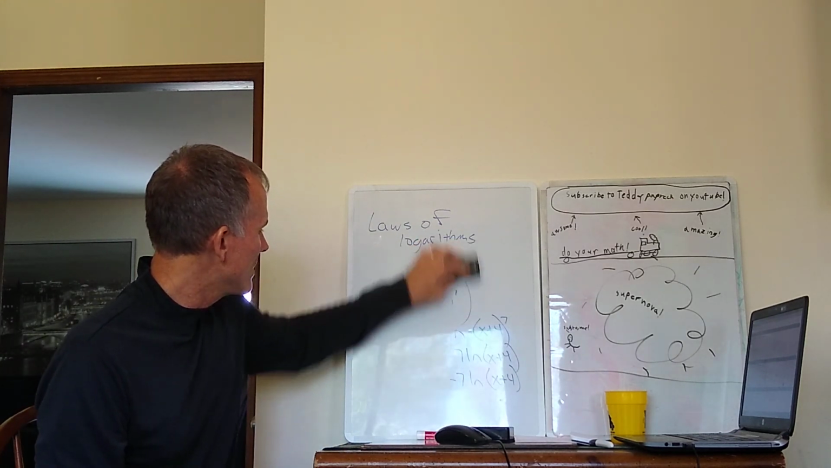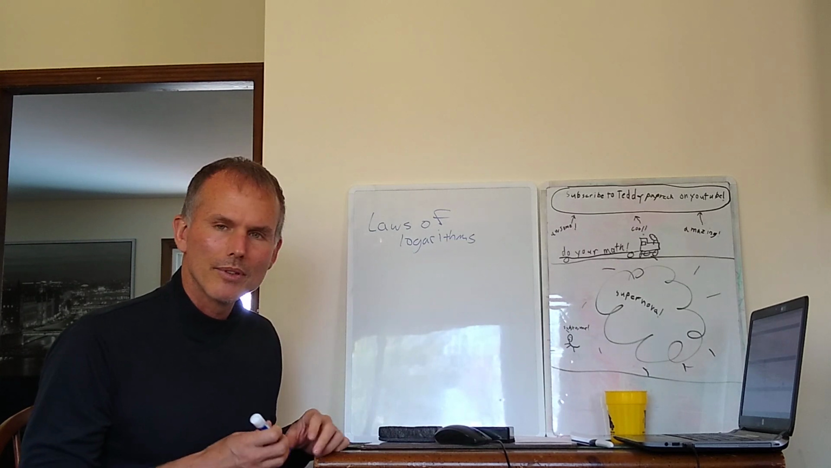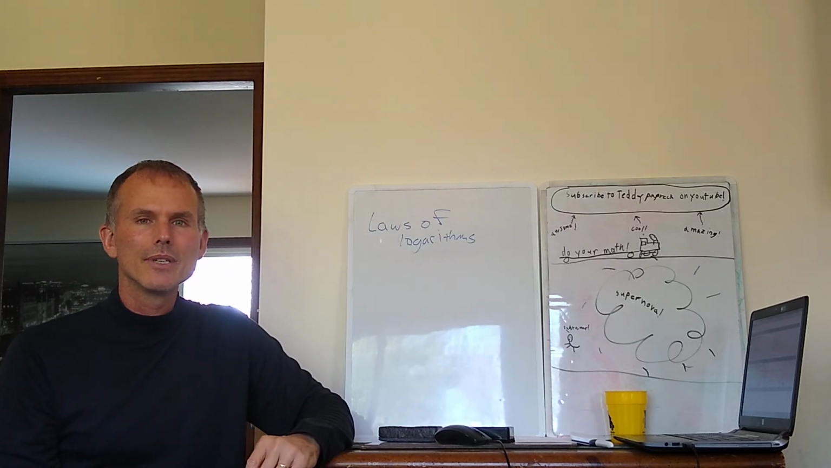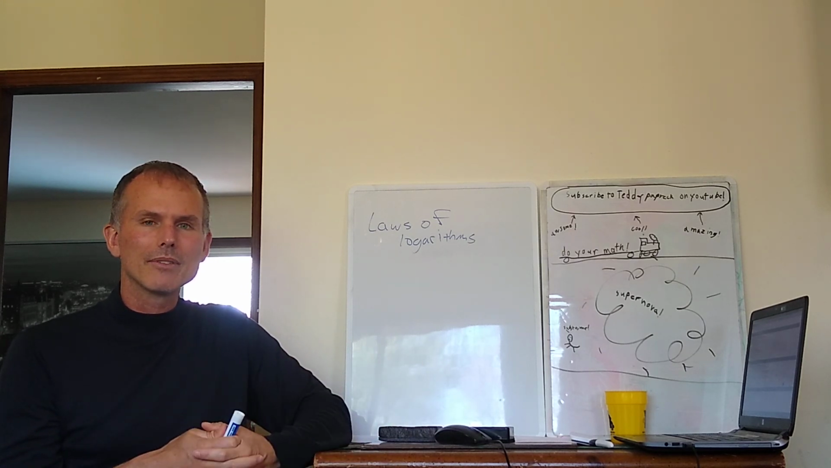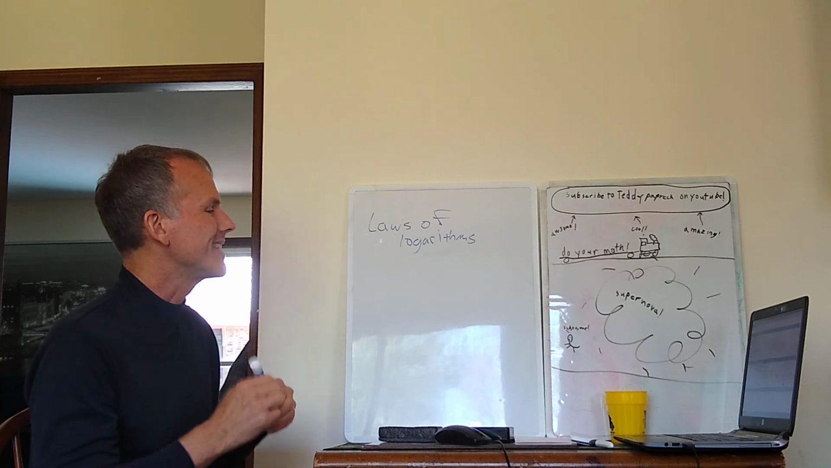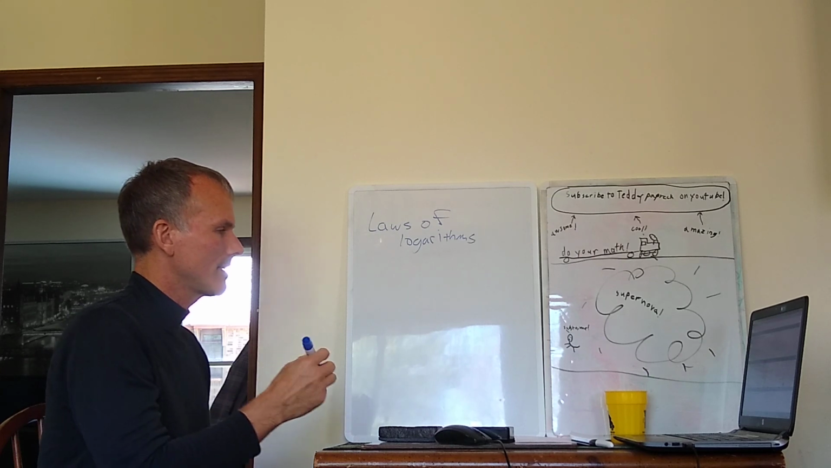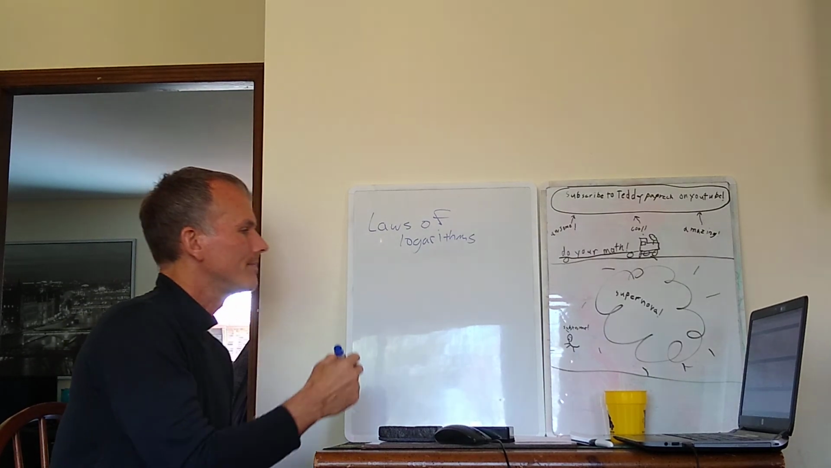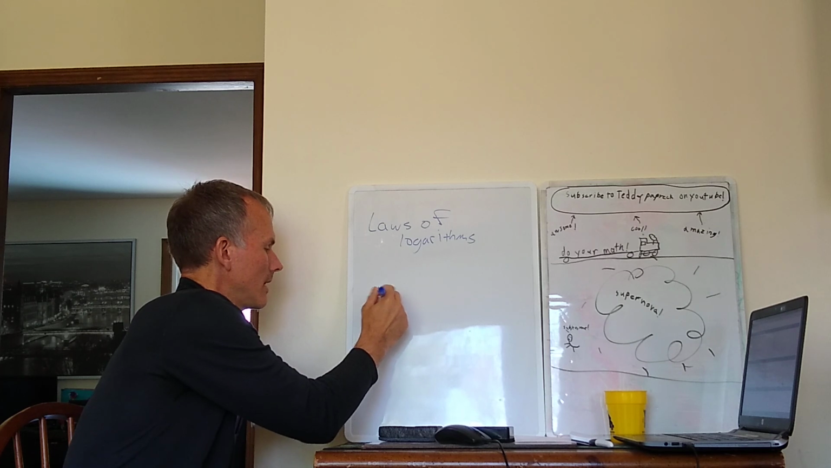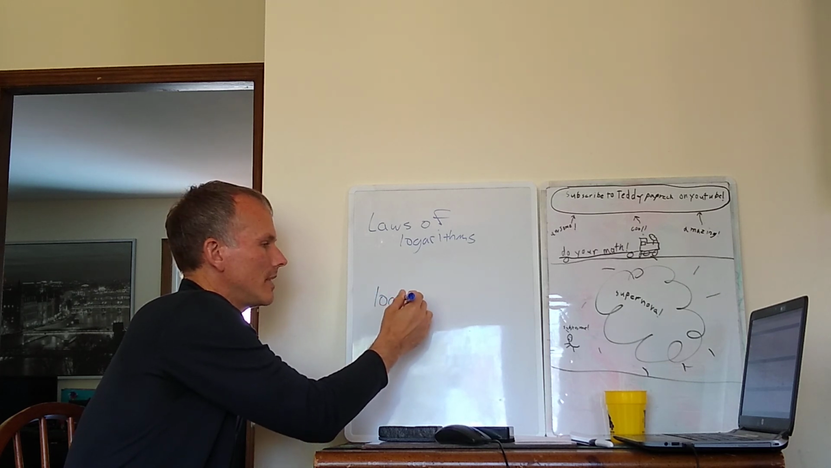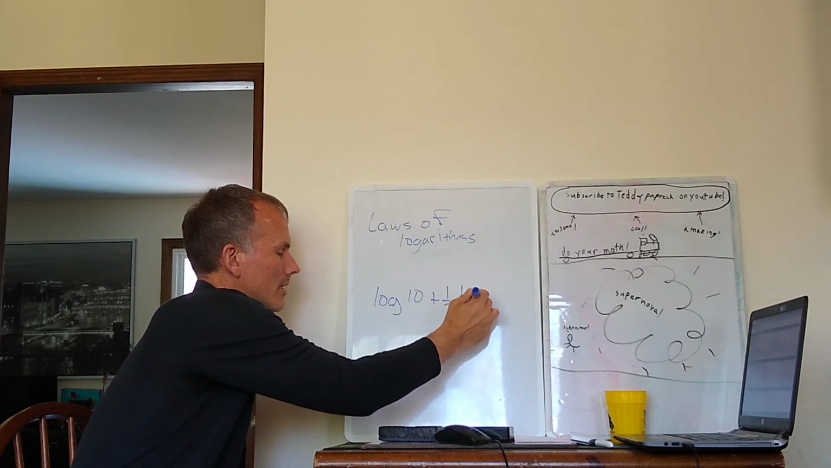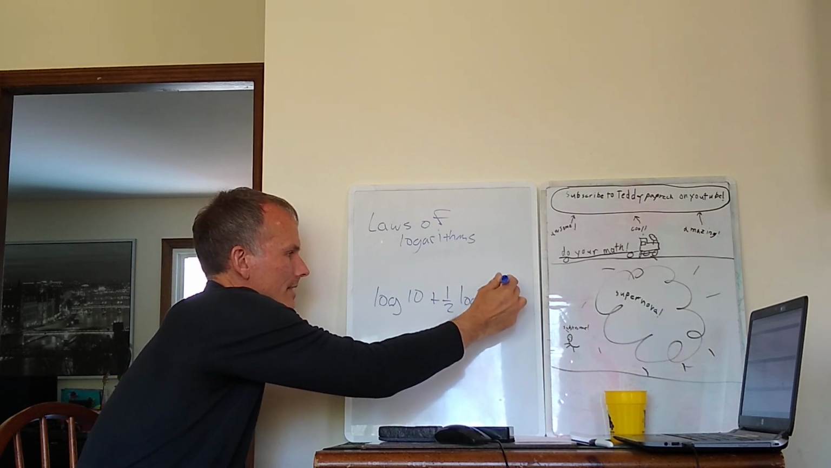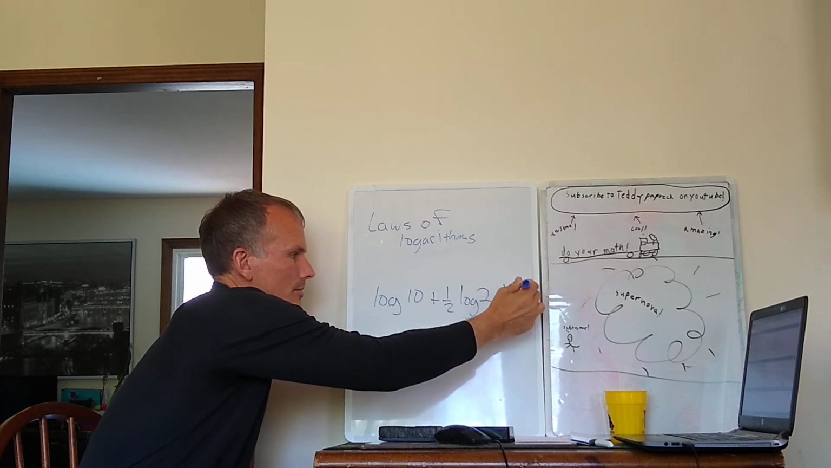Alright. And I wanted to do one more example. I did an example there of how to use the laws of logarithms to expand an expression. Now I'm going to do an example of how to use the laws of logarithms to condense an expression. So I'm doing number 12. So I'm going to write log of 10 plus 1/2 log 2 minus log 2.